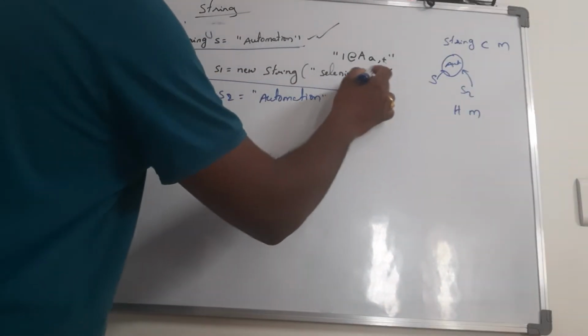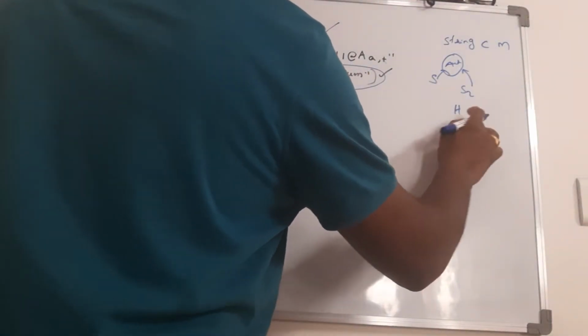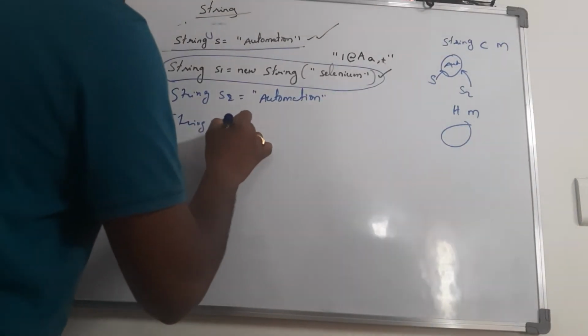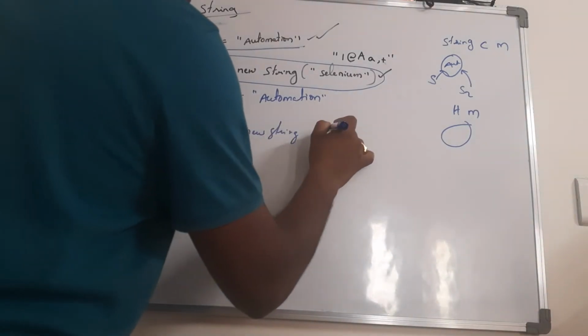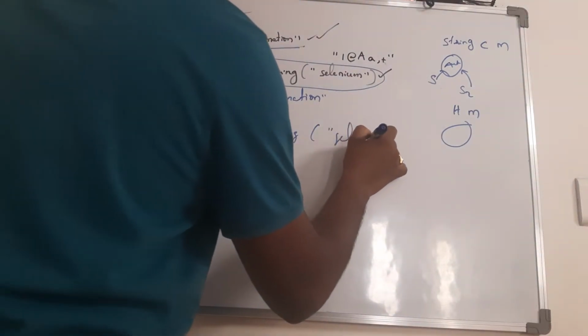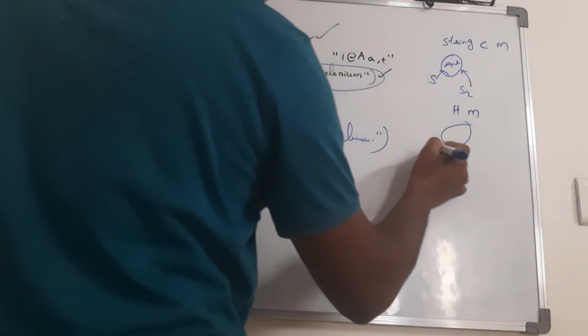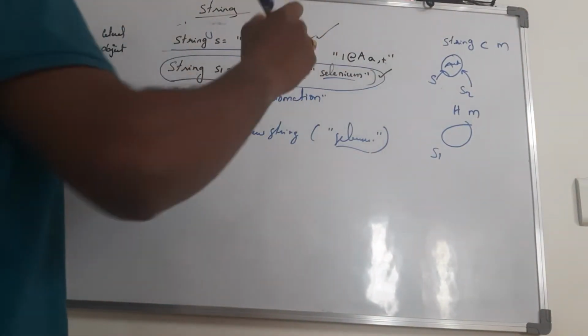So when we create a string object, where will it store? In heap memory it will store. If I create one more string, s3 = new String("selenium"), will it refer to the same object, or will it create a new object? Even though the content is the same, a new object will be created.